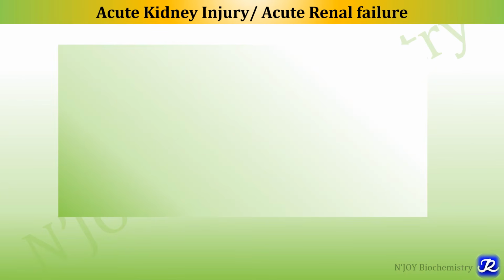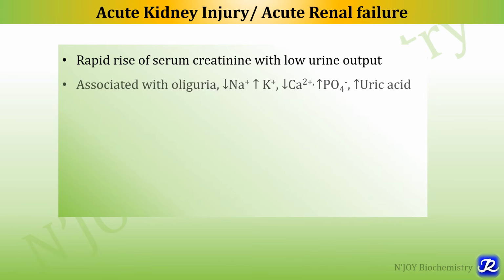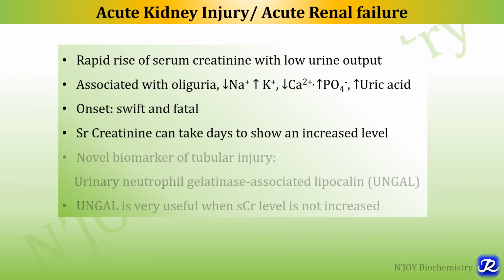What will be the picture in acute kidney injury or acute renal failure? There will be rapid rise of serum creatinine with low urine output, and this is associated with oliguria, hyponatremia, hyperkalemia, decreased calcium level, increased phosphate level and increased uric acid level. The onset of the disease is swift and it is a fatal one. Serum creatinine here can take days to show an increased level.